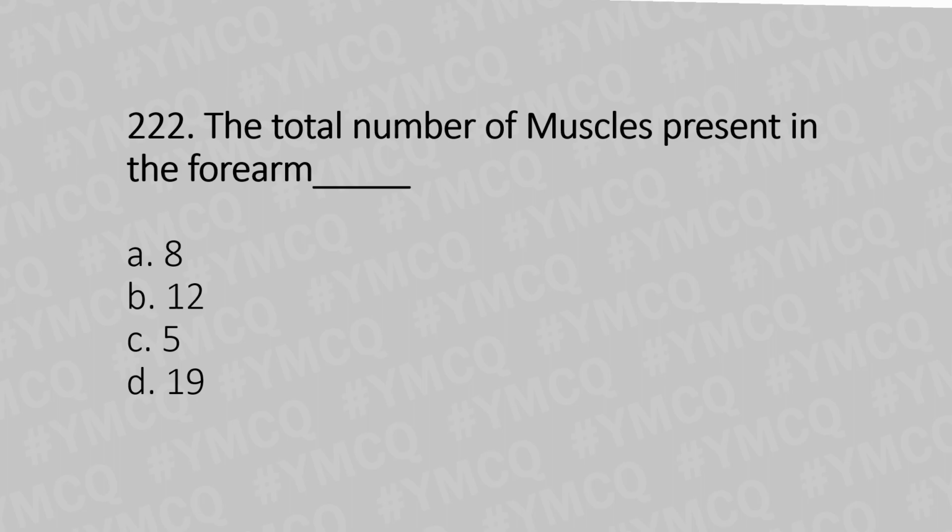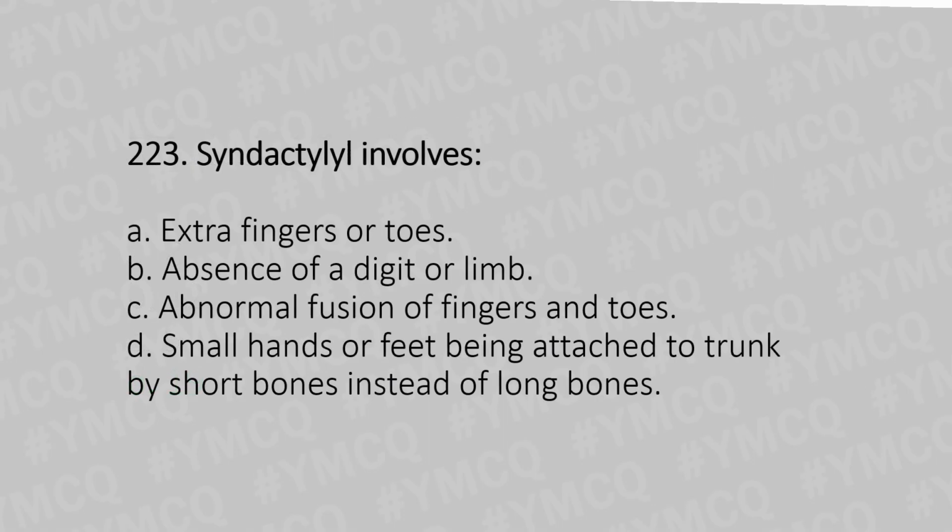Now let's move to question number 222. The total number of muscles present in the forearm is? Option A, 8. Option B, 12. Option C, 5. Option D, 19. And the answer is option D, 19.